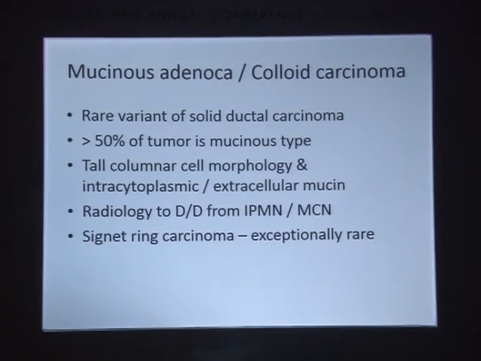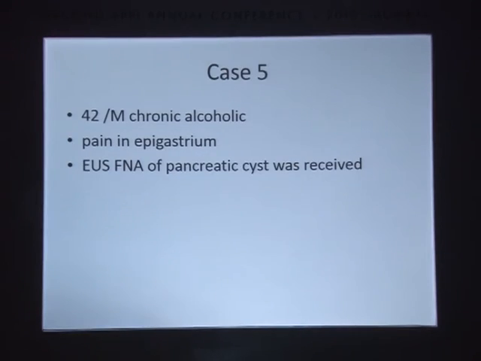So these mucinous adenocarcinomas or colloid carcinomas are a rare variant of solid ductal carcinomas, where more than 50% of the tumor is mucinous, and it has a tall columnar cell morphology with abundant extracellular and intracytoplasmic mucin. Radiologically, they are difficult to differentiate from IPMN or mucinous cystic neoplasms. Signet ring cell morphology in pancreas location is exceptionally rare.